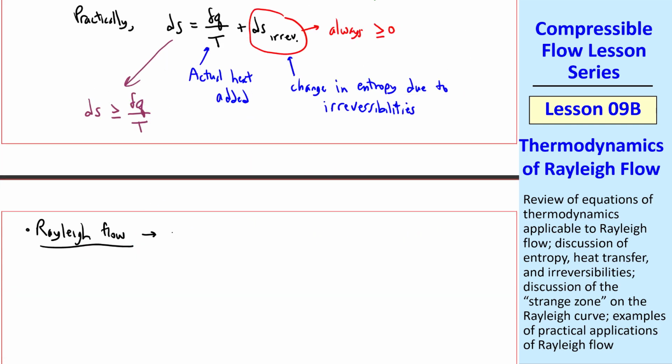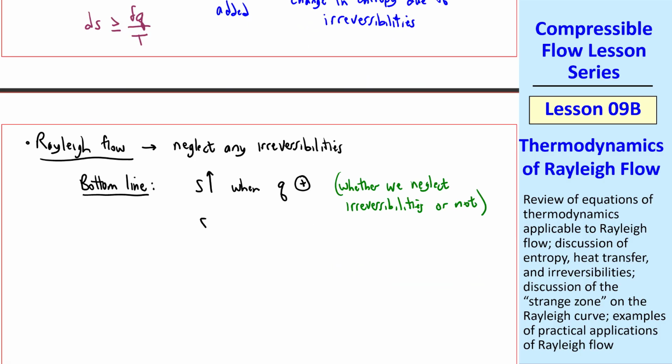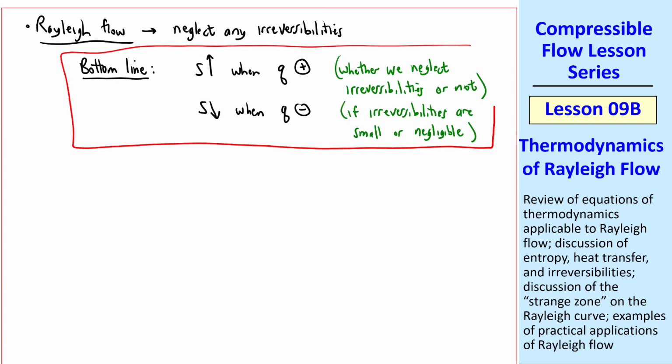In Rayleigh flow, we neglect any irreversibilities, like irreversible heat transfer, friction, etc. So the bottom line is that S goes up when the heat added is positive. We add heat and specific entropy goes up. And that's true whether we neglect irreversibilities or not. And S goes down when Q is negative. But that's true only if irreversibilities are small or negligible compared to the heat that's taken away. So keep this in mind as we continue our Rayleigh flow discussion.